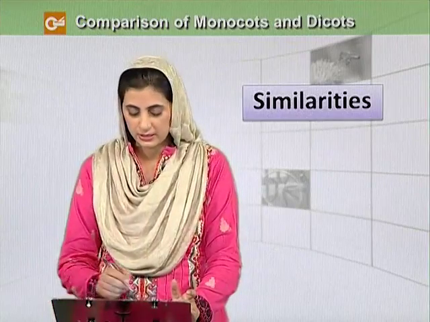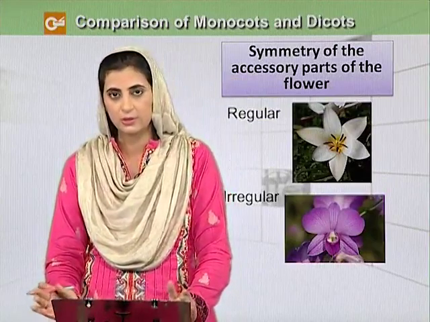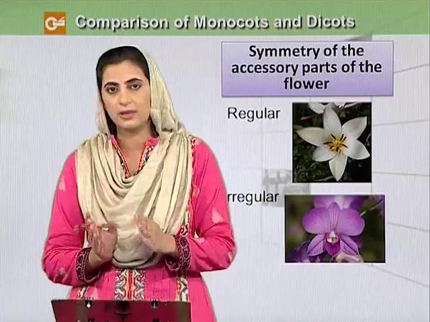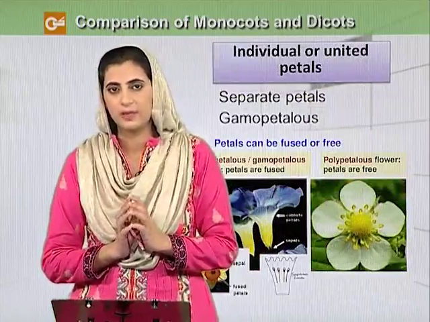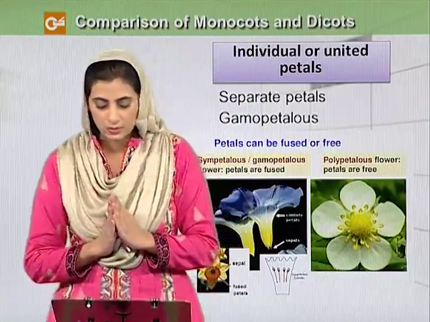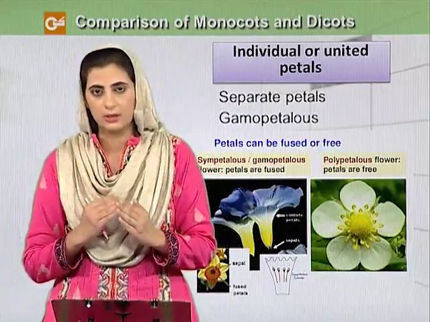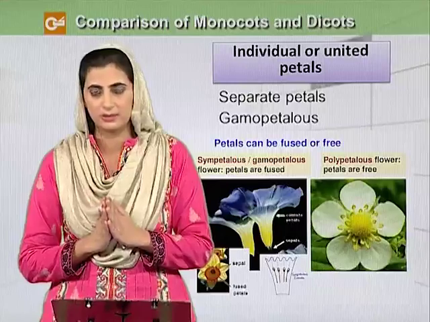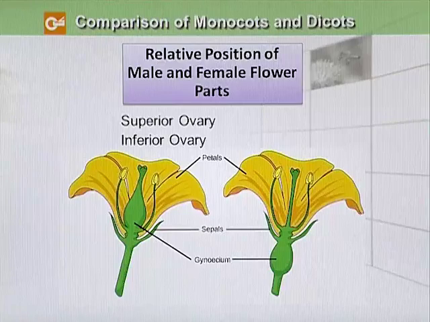And about similarities, we can see that the symmetry of accessory parts of the flower shows both regular symmetry or irregular symmetry in both monocots and dicots. While in case of monocots, if we talk about individual and united petals, in both monocots and dicots the condition of separate petals and gamopetalous prevails. And if we talk about the relative position of male and female flower parts, superior ovary and inferior ovary are both present in monocots and dicots.